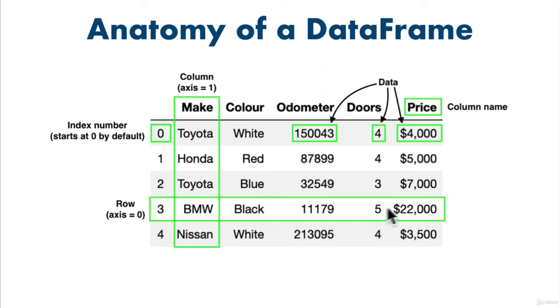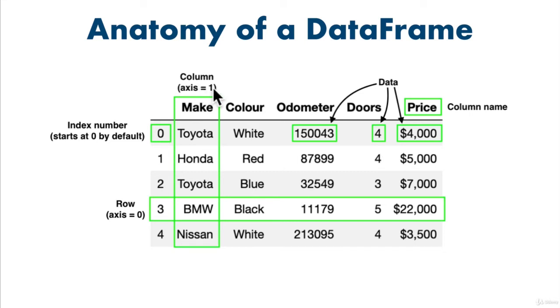Now, this here is a row. So all these values here, including the index, is called a row. And these ones here are columns. And a row is referred to as axis 0. And a column is referred to as axis equals 1.